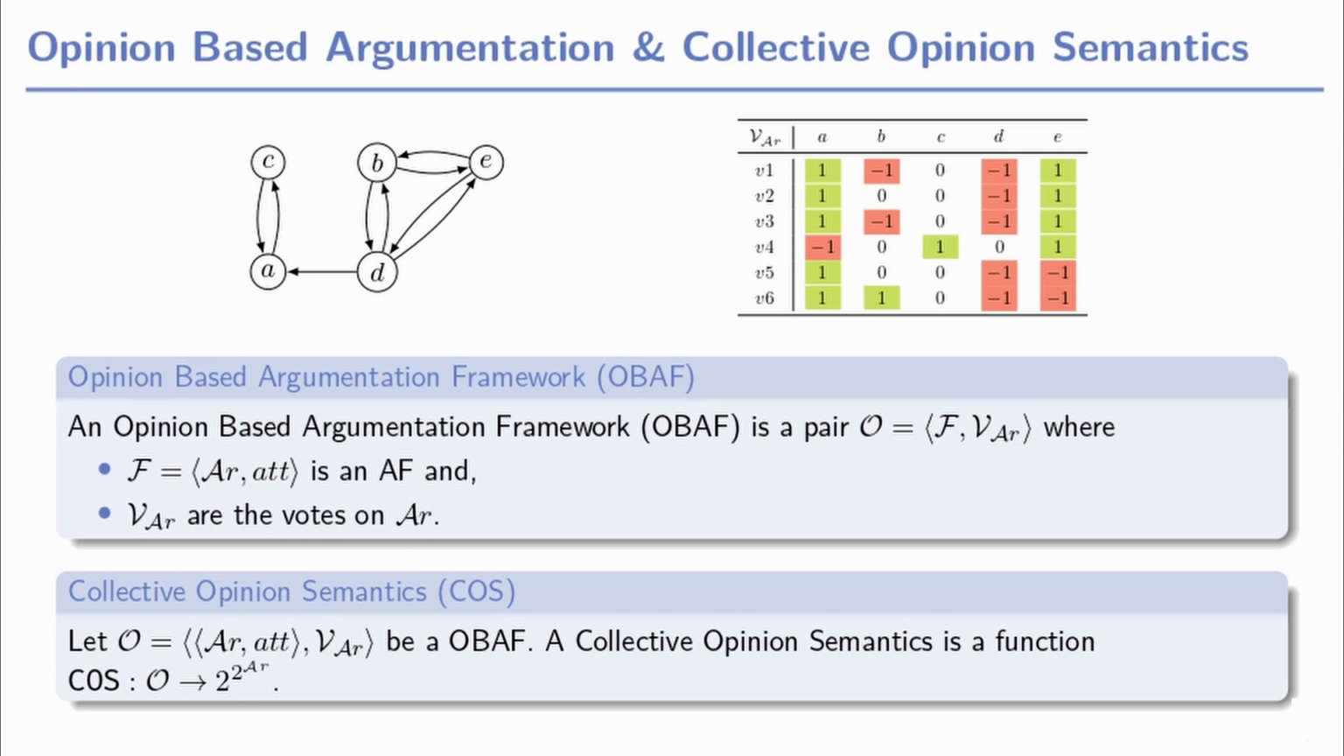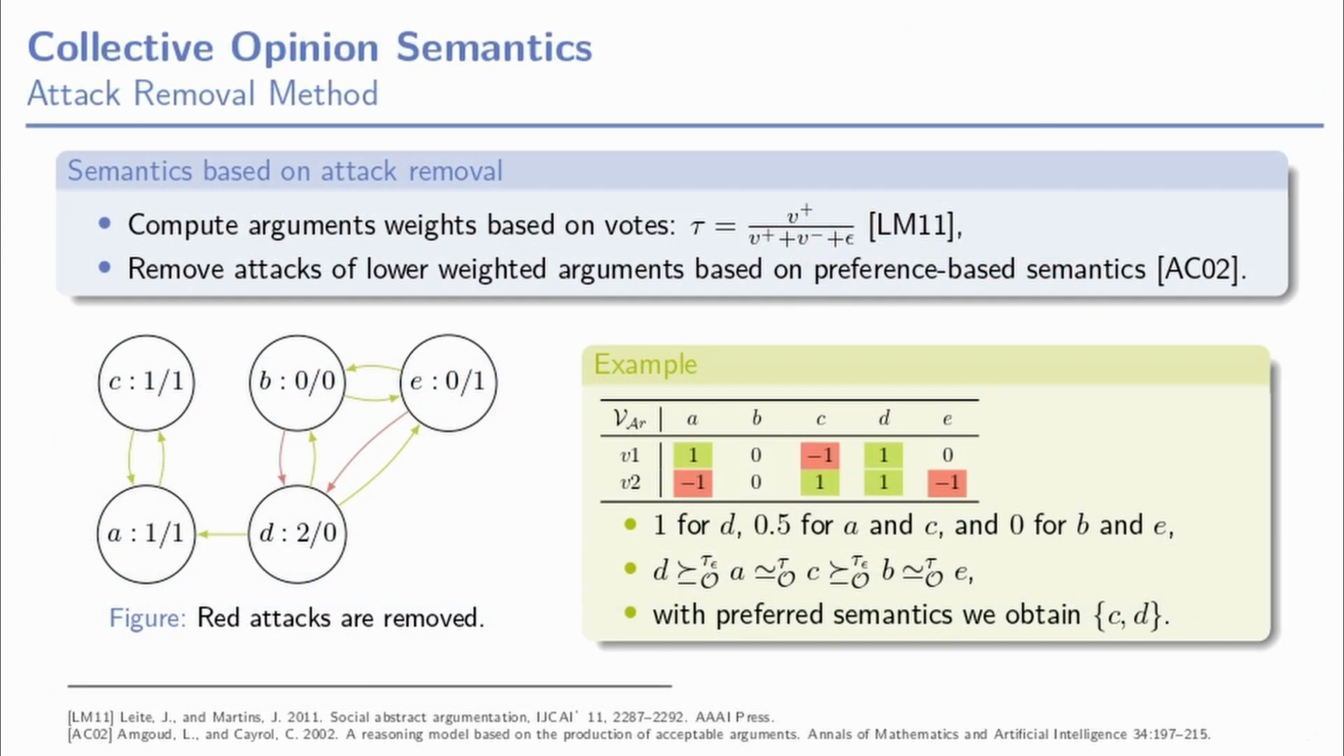Opinion-based argumentation frameworks are composed of the AF, so the arguments and the attacks, and a set of votes, which are vectors composed of 1, -1, and 0. So here in the example, voter V1 believes in A, does not believe in B, and is abstaining about C. In addition to the framework, we introduce collective opinion semantics. This is just a general family of semantics that says that the input is an OBAF and the output is a set of arguments.